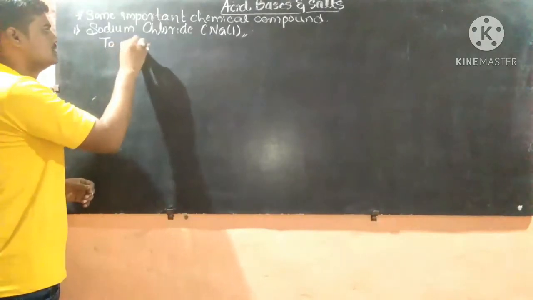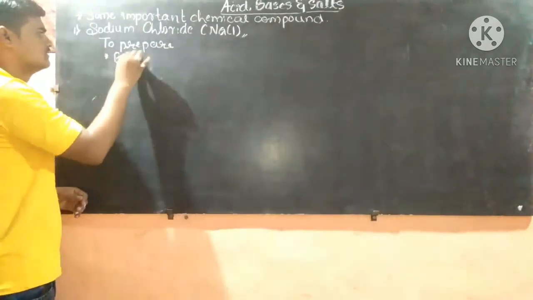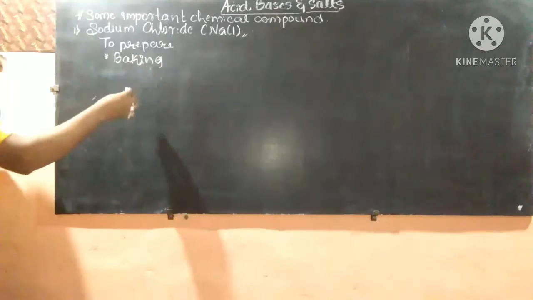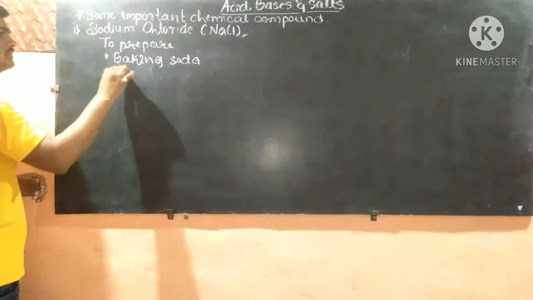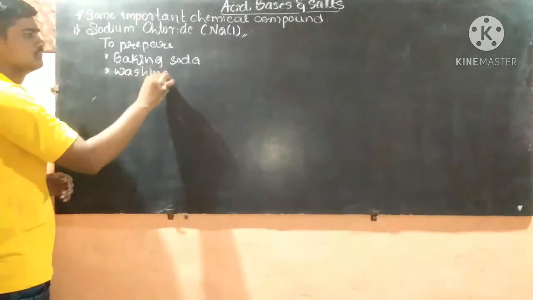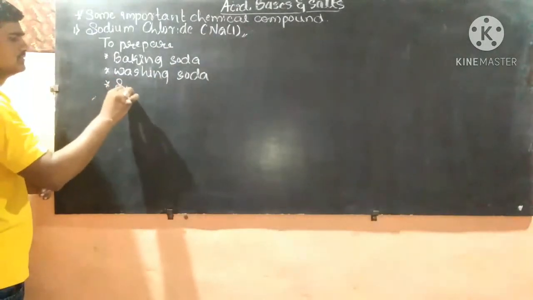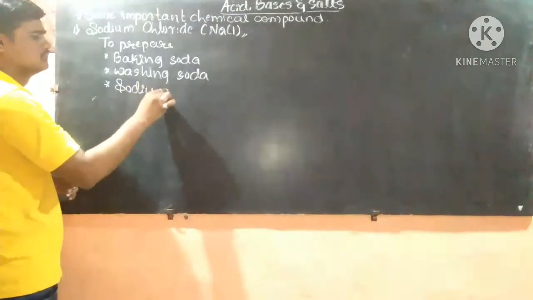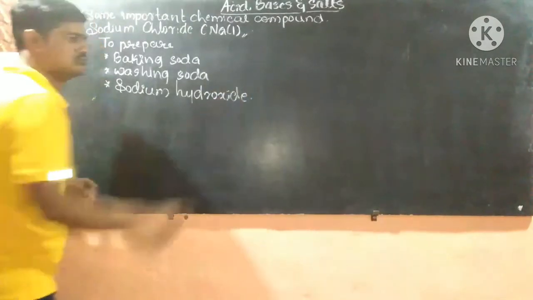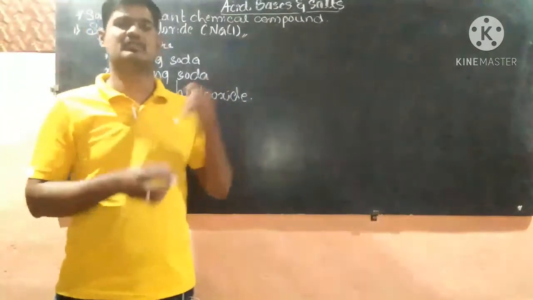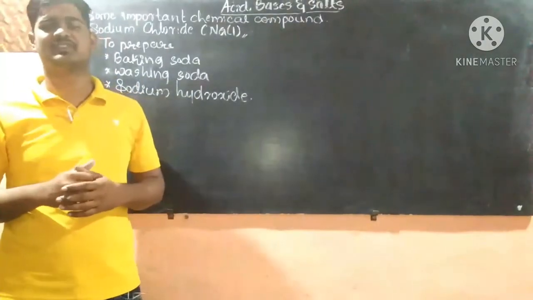To prepare: first one, baking soda; washing soda; sodium hydroxide. These are the uses of sodium chloride, that is table salt. In our daily life we are using it for the preparation of food also.